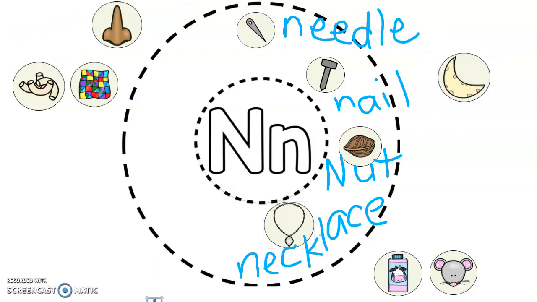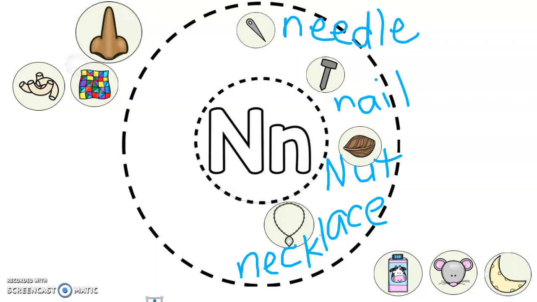Alright, let's look over here. I have the picture moon. Moon. Do we want to add moon to our circle map for N? No, we do not. That starts like M. They're close sounds, but listen carefully. No, we do not.